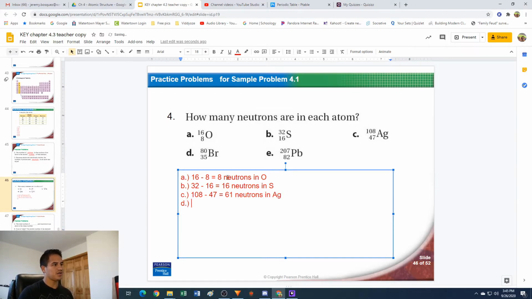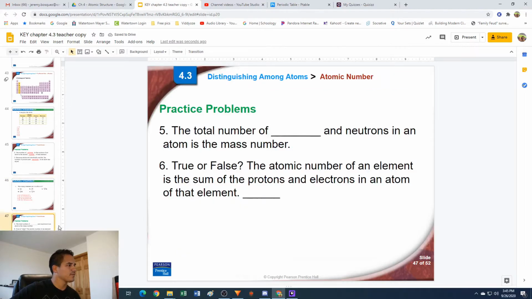For letter D, 80 minus 35, we get 45 neutrons in the bromine. And lastly, for letter E, we have 207 minus 82. So again, we'll do this on a calculator. And I get 125 neutrons in lead.